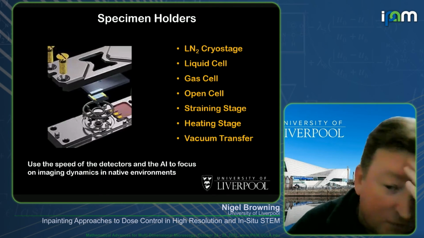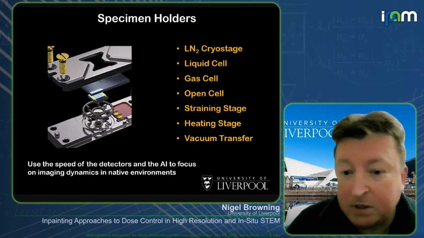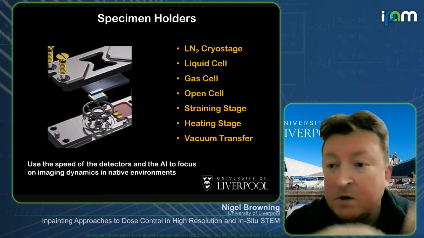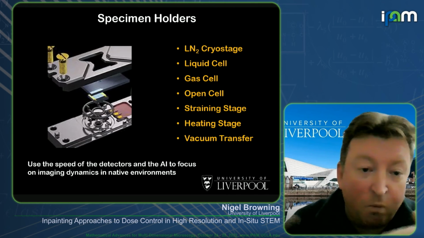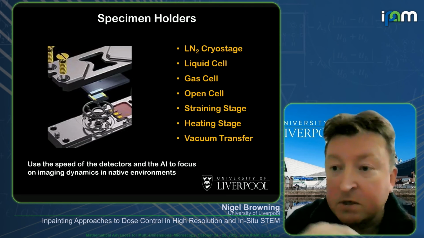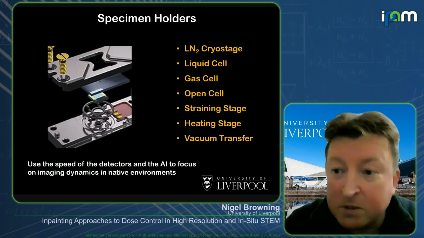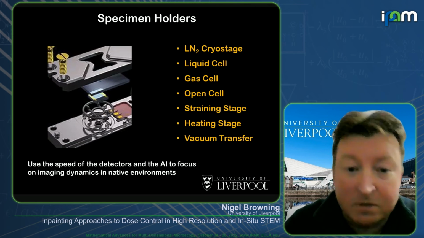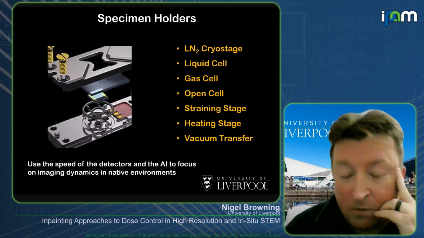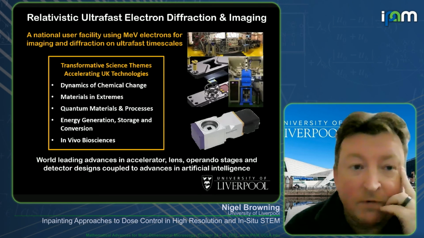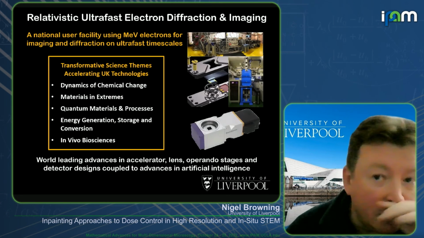And then all of this will have a set of holders: cryo, liquid, gas, open cell, straining stage, heating, and vacuum transfer. So we can look at all of these effects and how the beam interacts under a wide variety of different conditions to really get a better handle on controlling the dose, so that electron microscopy can move away from standard samples and into the kind of exotic samples that a lot of materials science is working on right now.